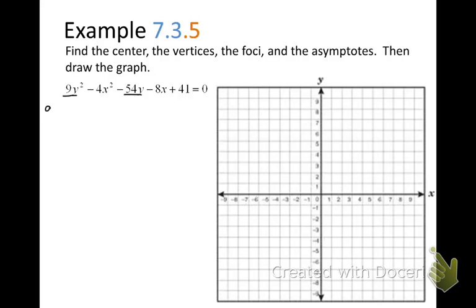Take out a 9. Very good. So you're going to take out a 9. You're going to be left with y squared minus 6y. And then if you're completing the square in this, what are you going to add to it? You're adding 9. Good.